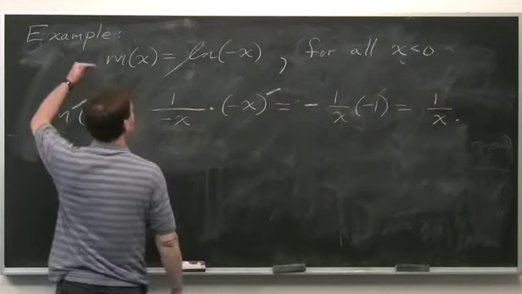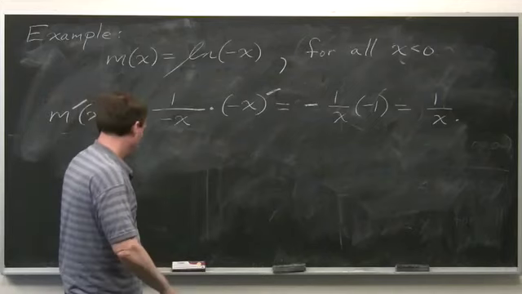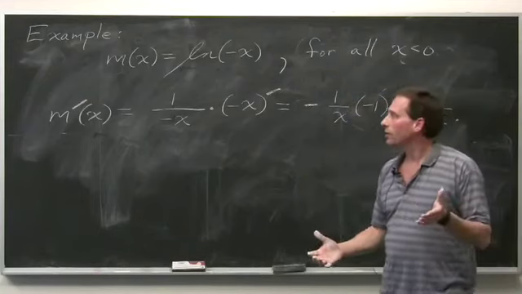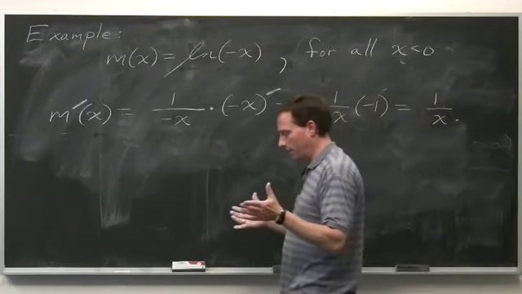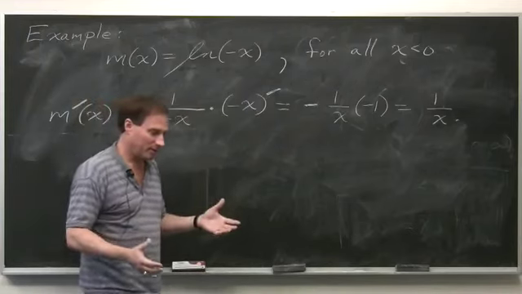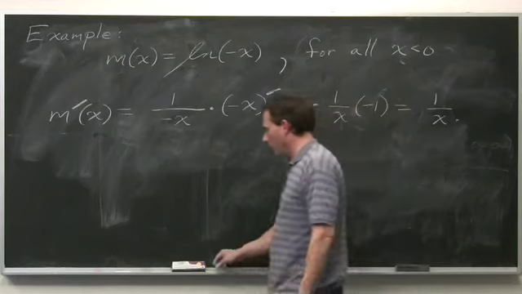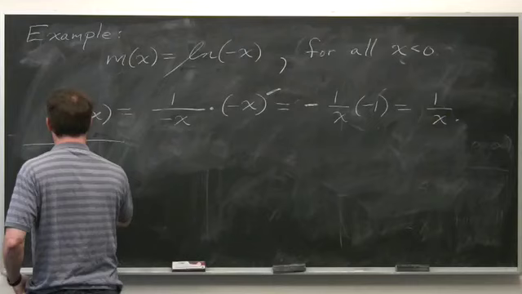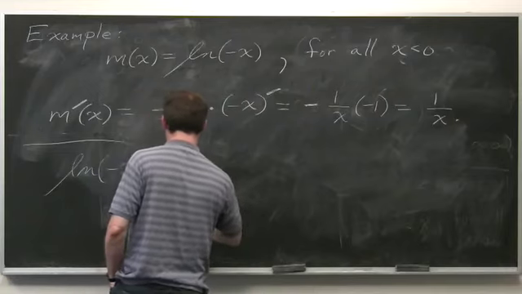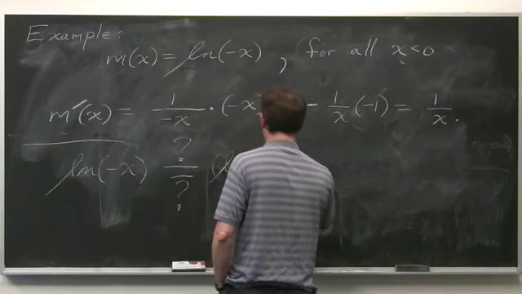So this function also has derivative 1 over x, just like natural log itself. So these two functions, natural log of x and natural log of negative x, look like they have the same derivatives. They're both 1 over x. And you might be tempted to say, aha, we had an earlier result that said if two functions had the same derivative, they differ by a constant. So is it true that the natural log of negative x equals the natural log of x plus some constant?